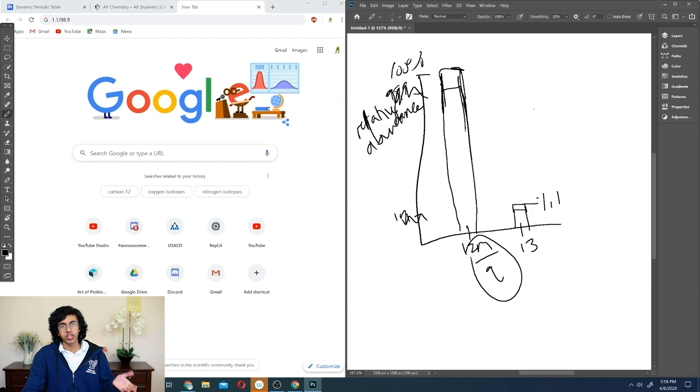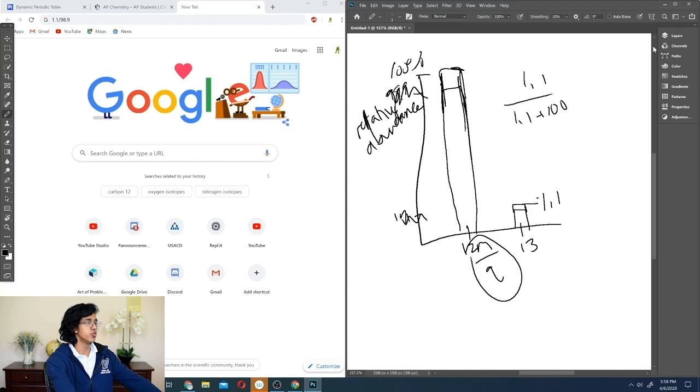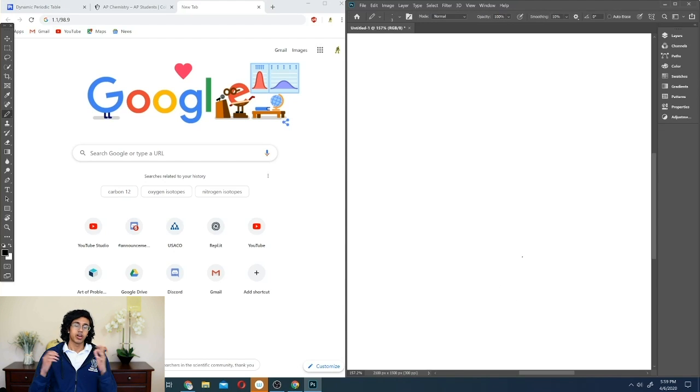If you're given relative abundances, to get the original abundance, you just do 1.1 over the total, which is 1.1 plus 100. Actually, you could just do that regardless. This is a good rule to know: you do your percentage over the sum of all the percentages of all the other ones. Okay, that's all you've got to know for mass spectrometry and isotopes. Moving on. Dalton's laws. What are Dalton's laws?